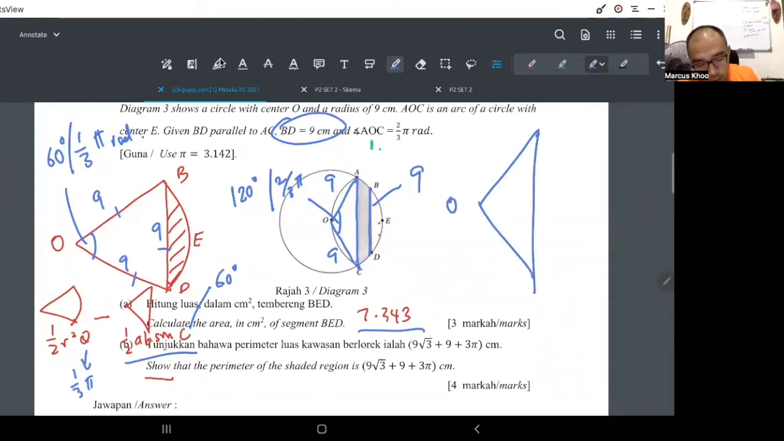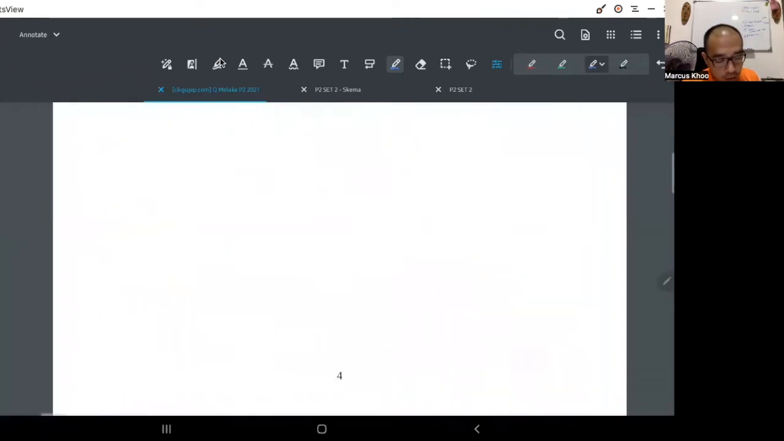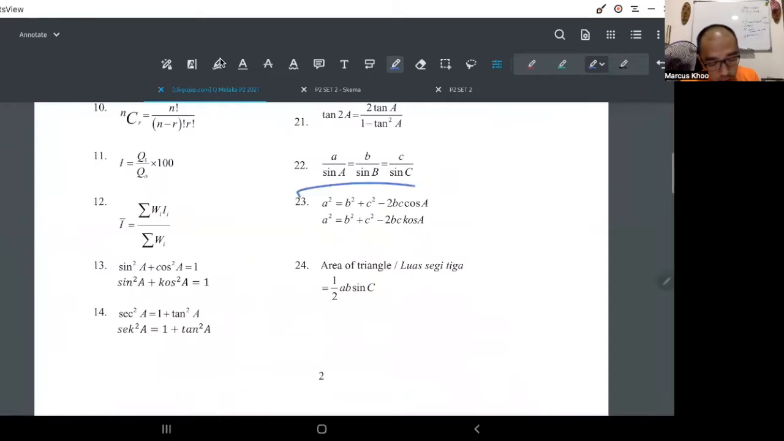Okay, OAC. I know that this is 9, and this is 120 degrees. Can I find this? Yes, you can. Use the cos rule. Okay, you use the cos rule to find this. Let me remind you what the cos rule is, everybody. This is the cos rule. Okay, it's given to you, so please use it.